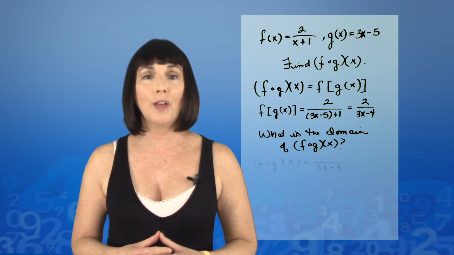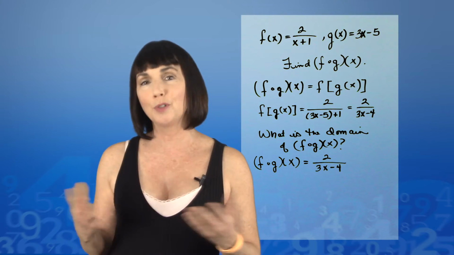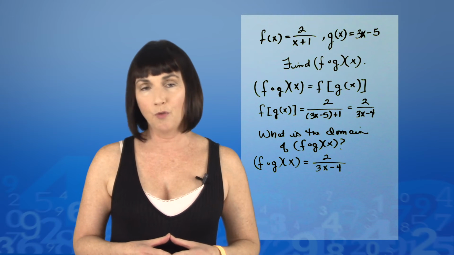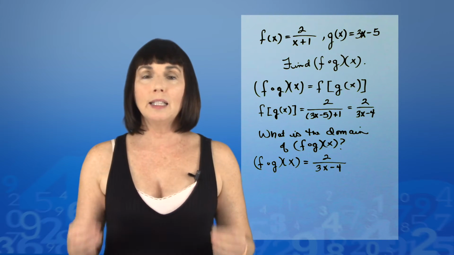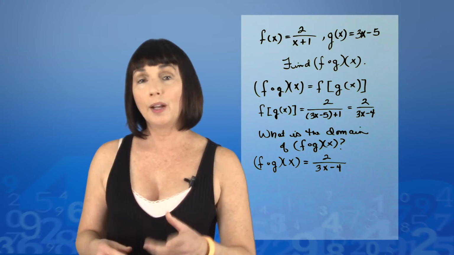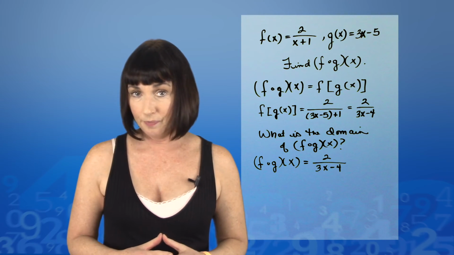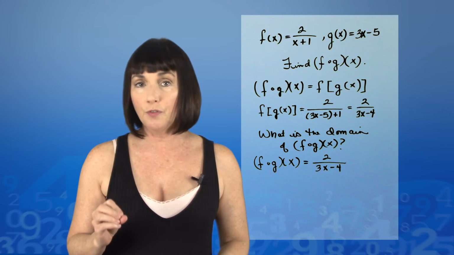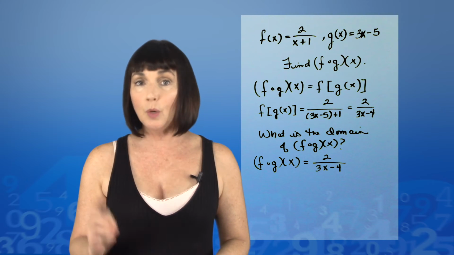What is the domain of f of g of x? All right, well, we just found that f of g of x is equal to 2 over 3x minus 4. The domain is everywhere that this function is defined. So where is the function undefined? This function will be undefined anywhere the denominator equals 0.